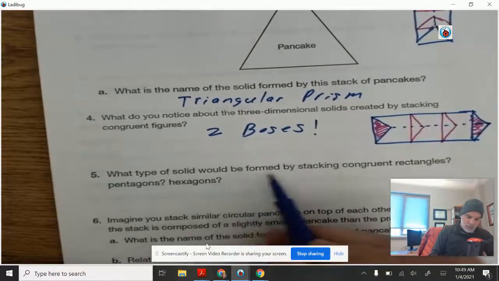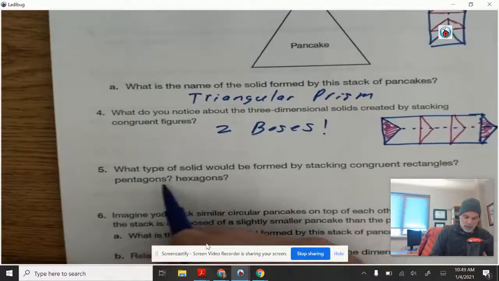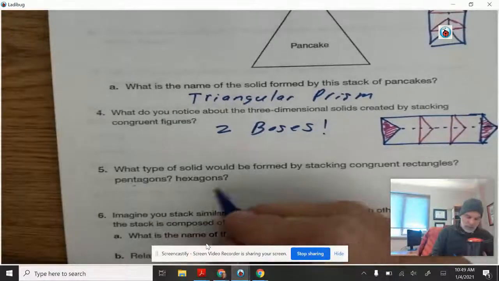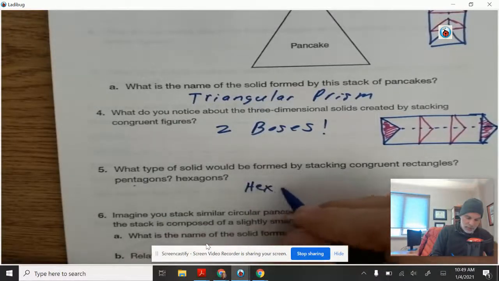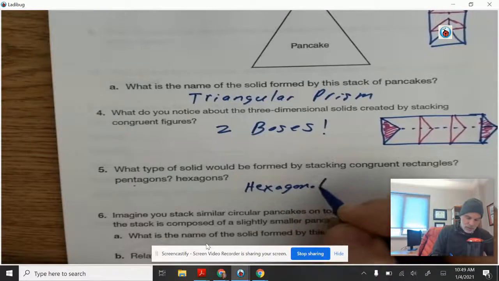What type of solid will be formed by stacking congruent rectangles? We already went over this. So any of these things that we say, we would just name them, for example, a hexagonal prism.